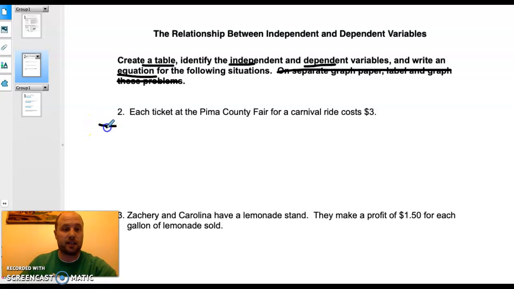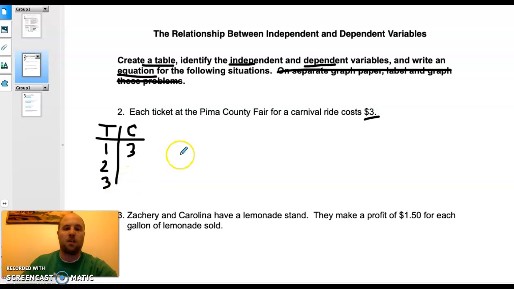Okay, so let's build our chart first. We're going to call it tickets. I do a little T chart, it's easiest. And then obviously we're going to talk about cost. So it says for 1 ticket, it costs $3. Okay, so I'm just going to do a couple just to see if I can find a pattern. I like to do 3.